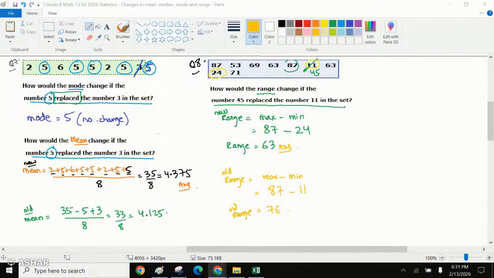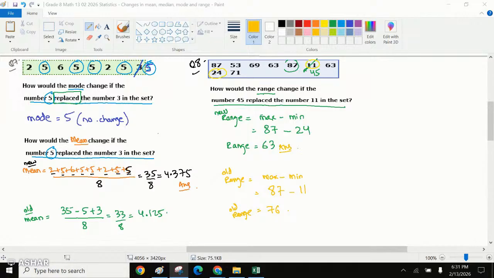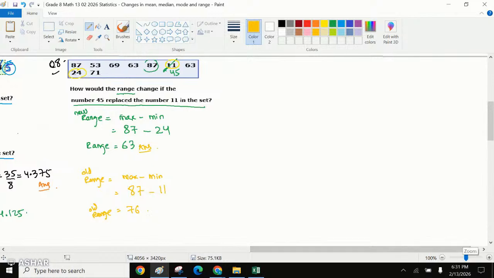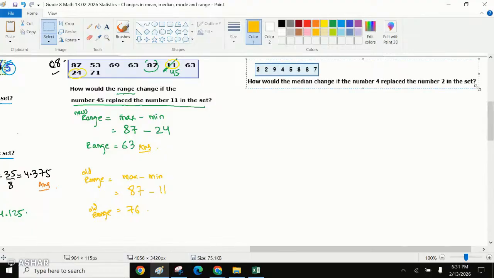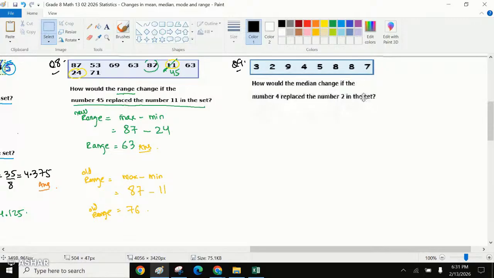For the next question, they're saying, how would the median change for this given set of numbers? 8 numbers are given to us, and we are replacing, not adding an additional number. If these are the 8 numbers that are given to us, this is our question number 9. They're asking, how would the median change if the number 4 replaced the 2 in this given set?